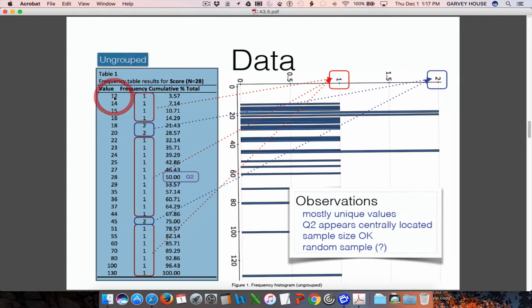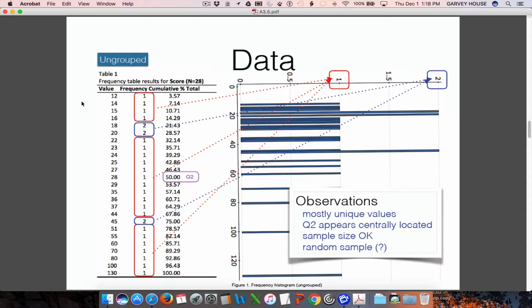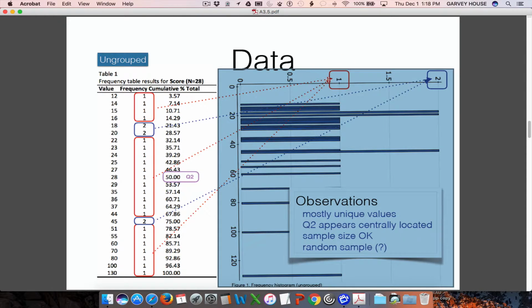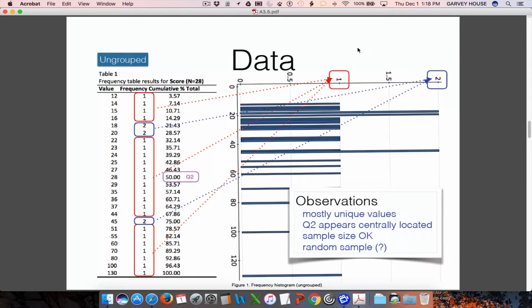These are the data in the file that I created. I just made up numbers. They don't really mean anything. You'll see that the data consists of 28 scores, and here are their values and the frequency in which they occur. So there's one value of 12, one value of 14, one value of 15, and so forth. Then I correspond these frequencies to what you're seeing here in a histogram. It's an ungrouped frequency histogram for this distribution.